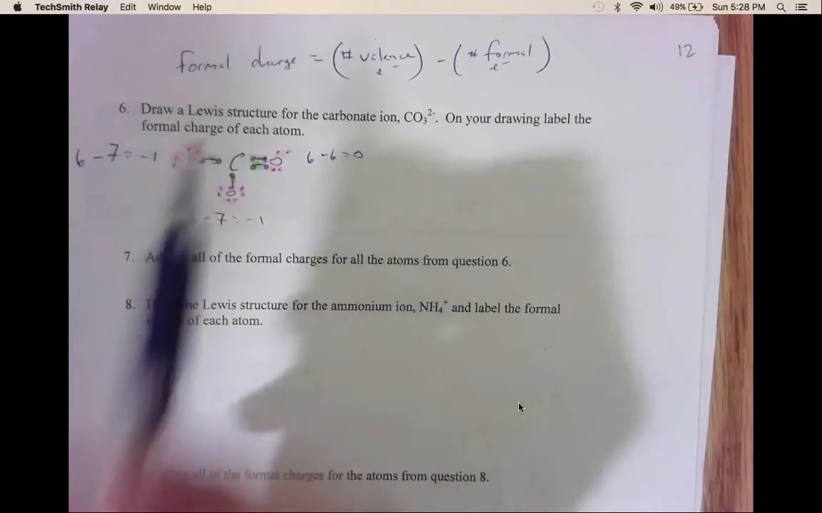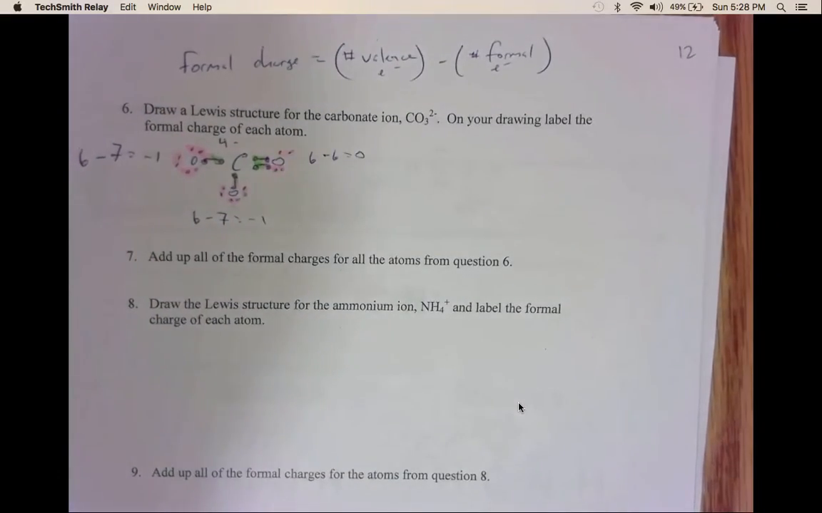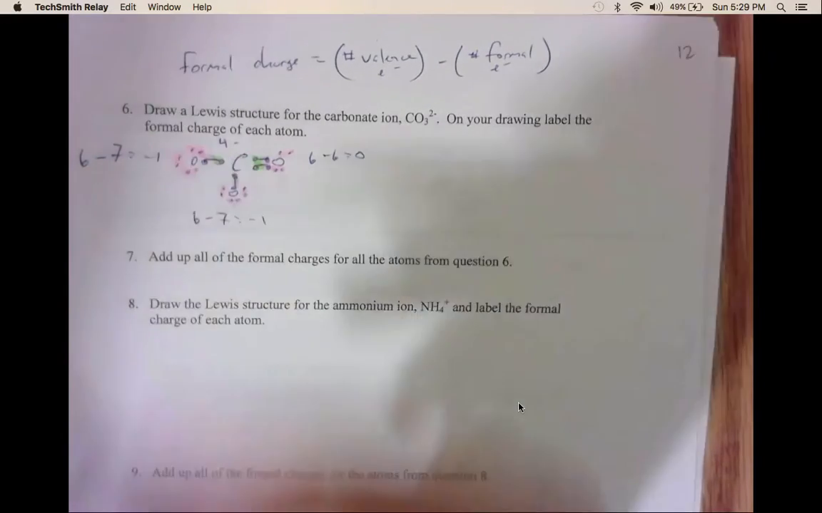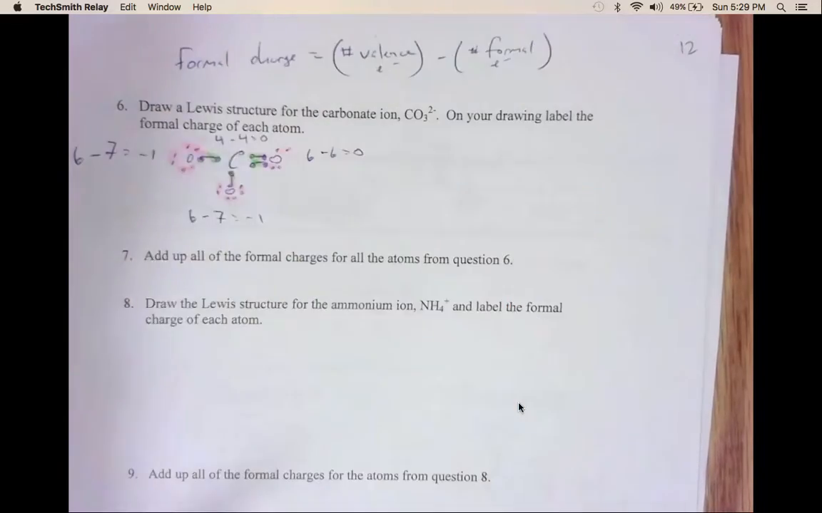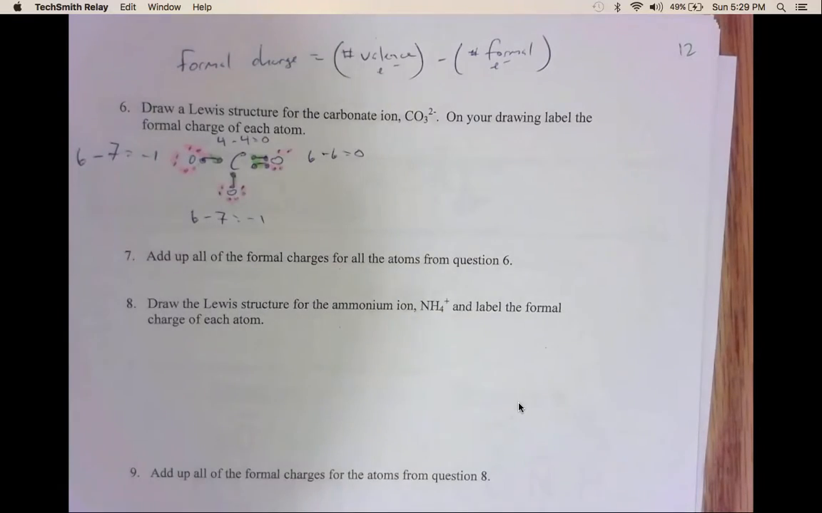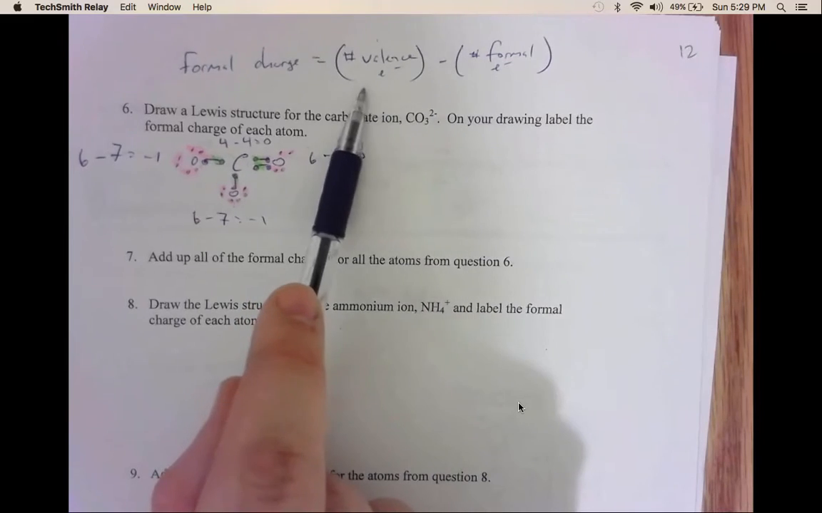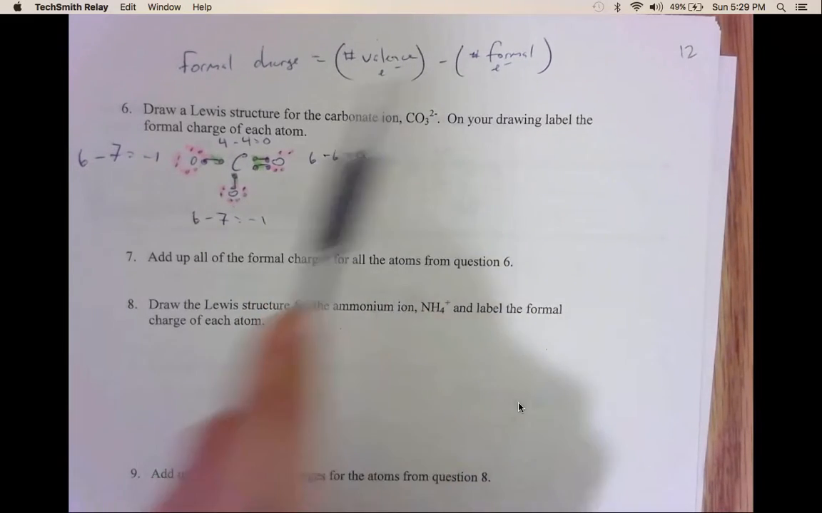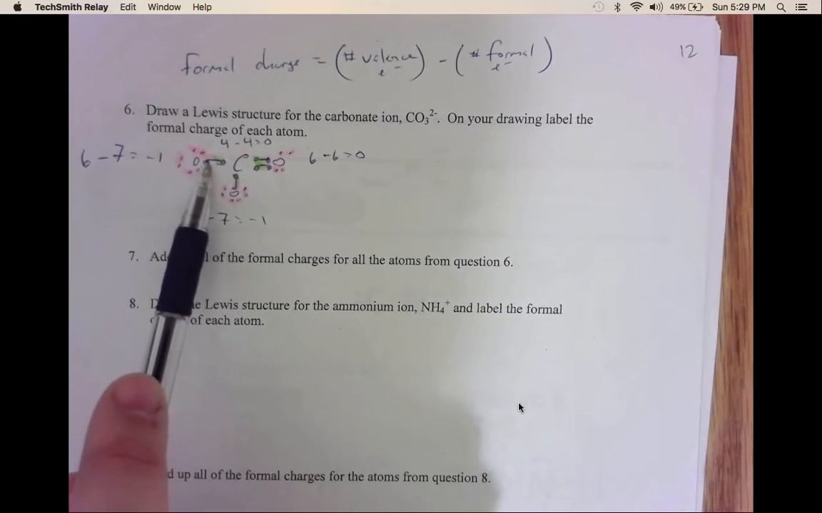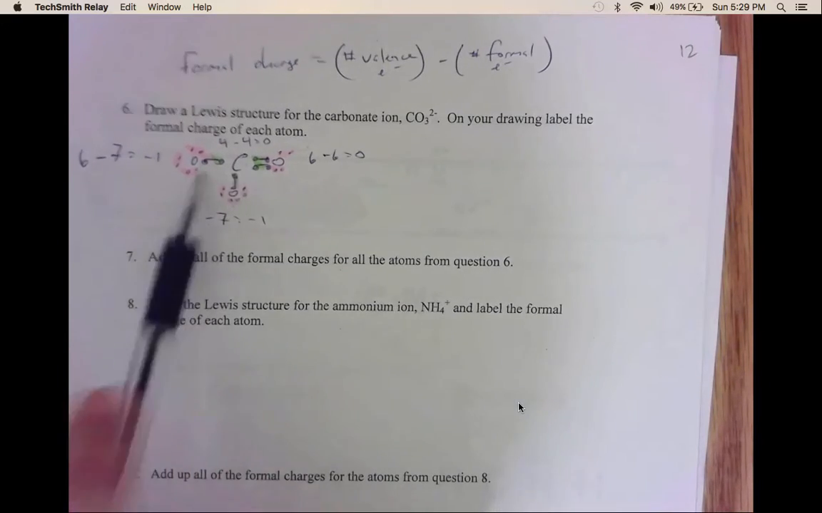Now lastly, we do it for the carbon. Remember, carbon has 4 valence electrons. Now we have to subtract the formal electrons, the electrons that are surrounding it. 1, 2, 3, 4. 4 minus 4 is 0. So now you've labeled and calculated all of the formal charges around your atom. Remember, just use the formula: valence electrons minus formal electrons. Valence electrons are found on the periodic table. Formal electrons are found by counting the electrons that are surrounding an atom. Remember, when there's a bond, a line, 1 goes to the center atom, the other goes to the outer atom.